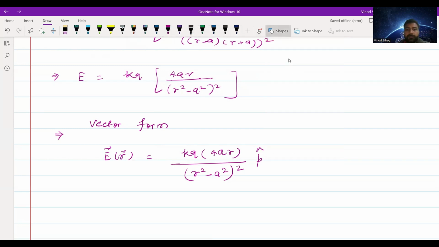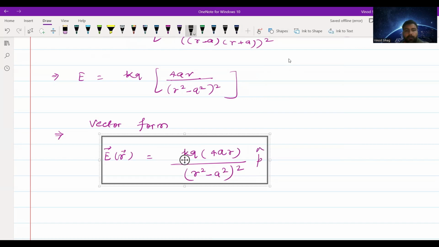So this is the electric field due to a dipole, and the electric field at an axial point. How much electric field there is at an axial point, this equation tells us.